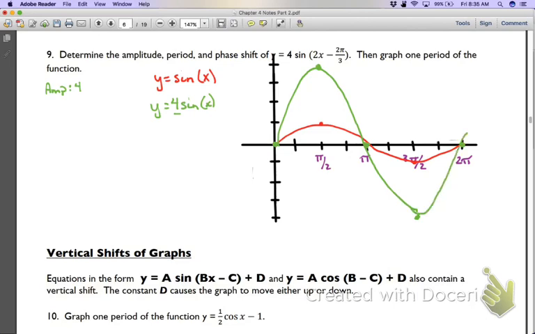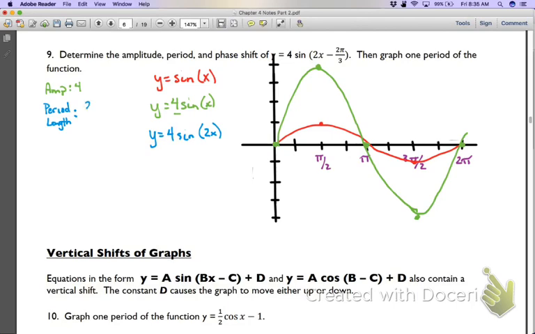Like that there. Then yesterday we had y equals 4 sine of 2x. So if normally it was at 2 pi in length, how did that change our period length?